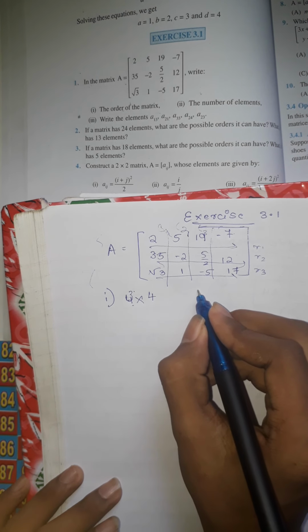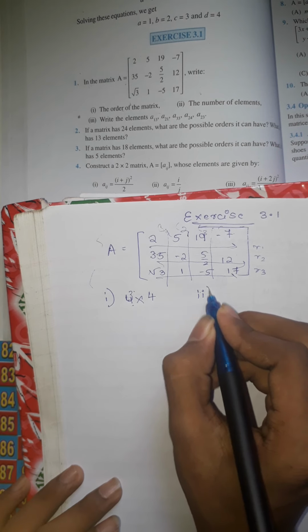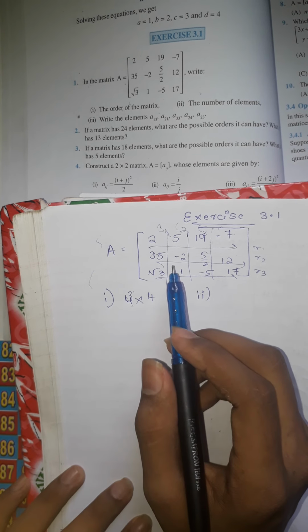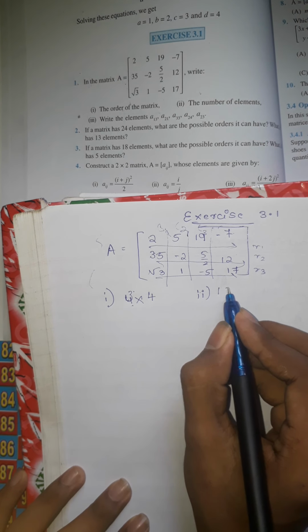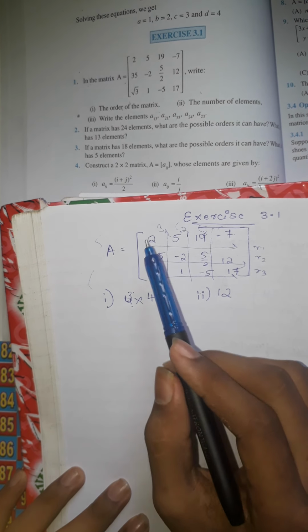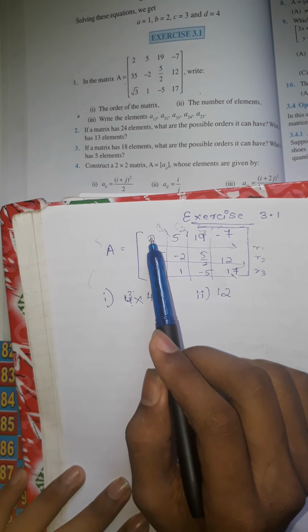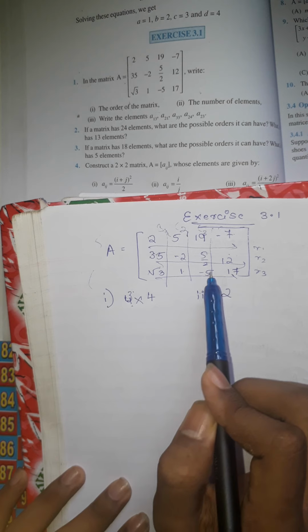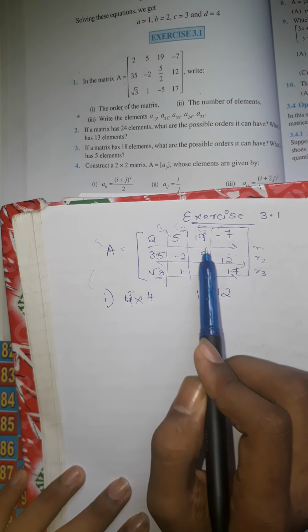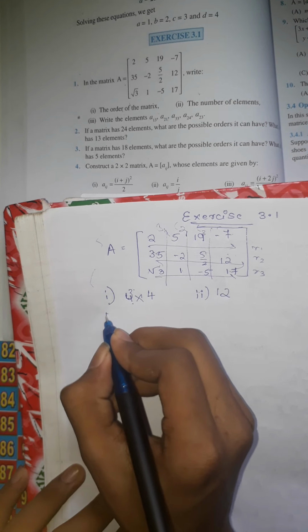The second question they have asked is the number of elements. To find the number of elements, 4 3s are 12, so that is the number of elements. If you have doubt, you can count the elements in the matrix: 1, 2, 3, 4, 5, 6, 7, 8, 9, 10, 11, 12. This is 5 by 2, 1 only. Okay, so next is the third sub-question.